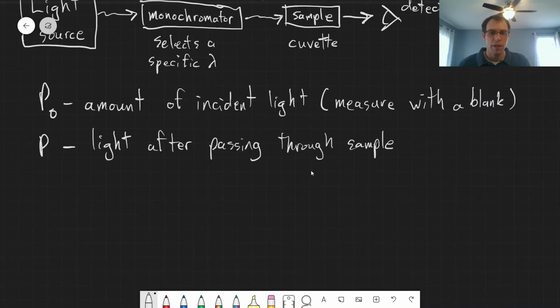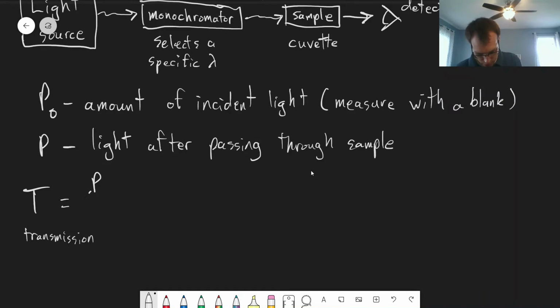Now to actually quantify this, we take a ratio between these. So T, we call the transmission, is defined as P over P naught. So this will basically be the percentage of light that makes it through. So if T is equal to 1, all of the light went through, nothing was absorbed. If T is equal to 0, all of the light was absorbed, nothing made it through. So this will range from 0 to 1. And again, 0 meaning all light absorbed, 1 meaning no light absorbed.